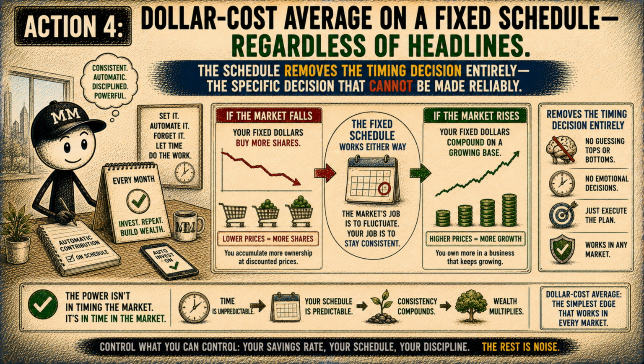Action 4. Continue contributing on a fixed schedule regardless of headlines. Dollar cost averaging. Investing a fixed amount on a fixed schedule, regardless of market conditions, is the specific mechanical response to uncertainty about market timing. If the market falls significantly from current elevated levels, fixed contributions buy more shares at lower prices. If the market continues higher, contributions compound on a growing base. The schedule removes the timing decision entirely.